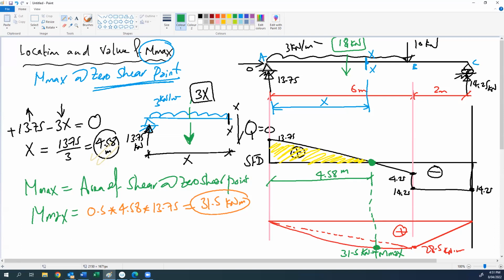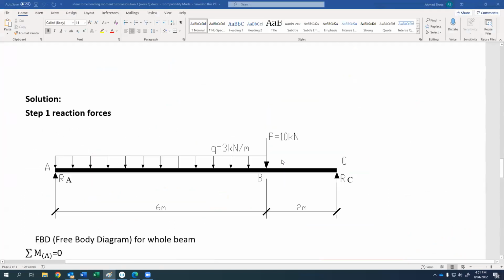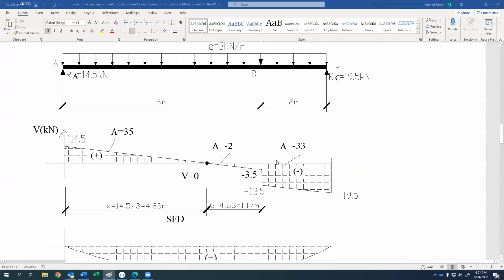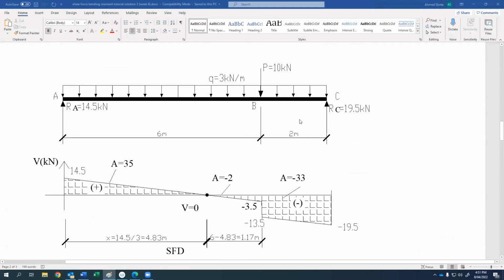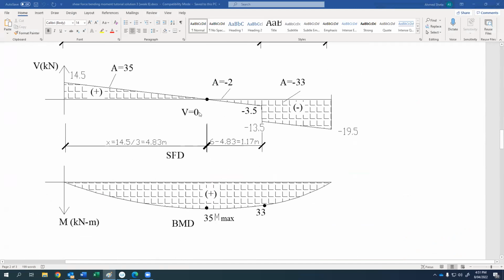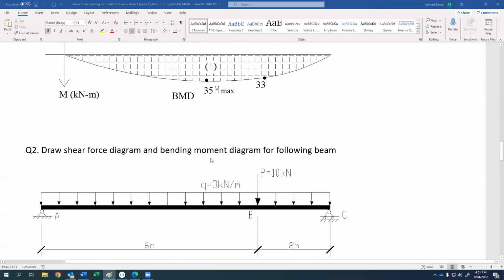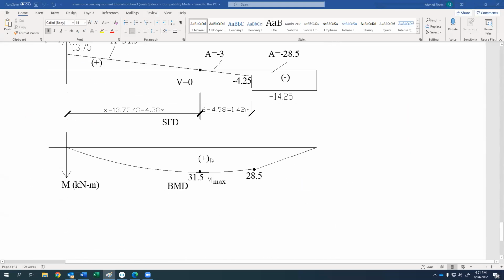I also want to show you the answers of the tutorial questions. If you have a look here, this is the first one. The first one was uniform load over the whole span. So these are the answers: the shear diagram, bending moment diagram, and the value of moment max, 35. Just for the first question.